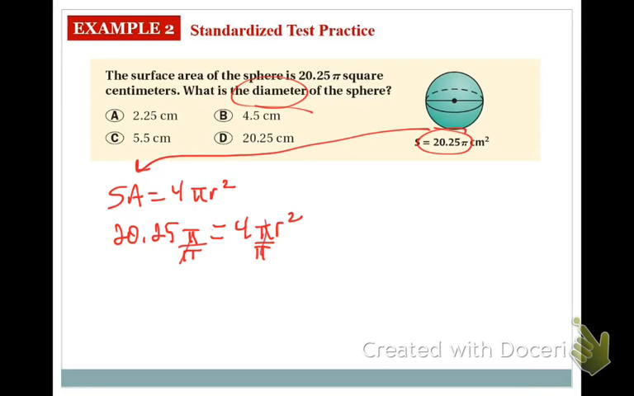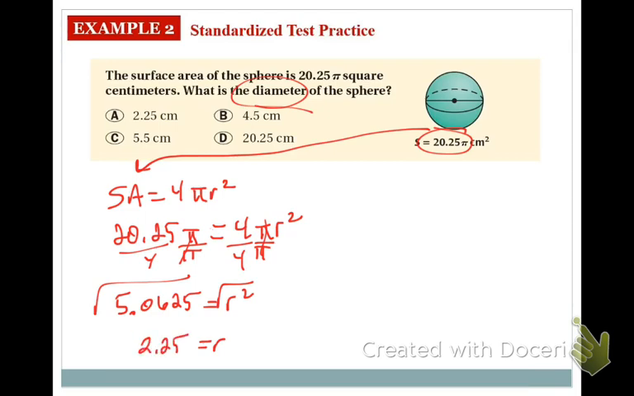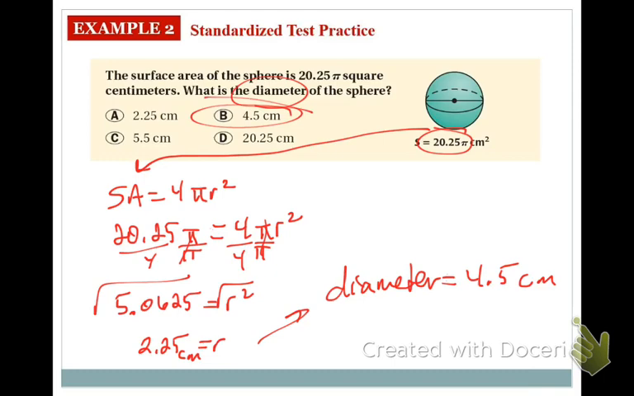And then we can divide 20.25 by 4 and get 5.0625. And then we'd square root, right? And so the radius is going to be 2.25 centimeters. But again, remember that it asked for diameter. So 4.5 centimeters, which gets us to an answer of B, right?